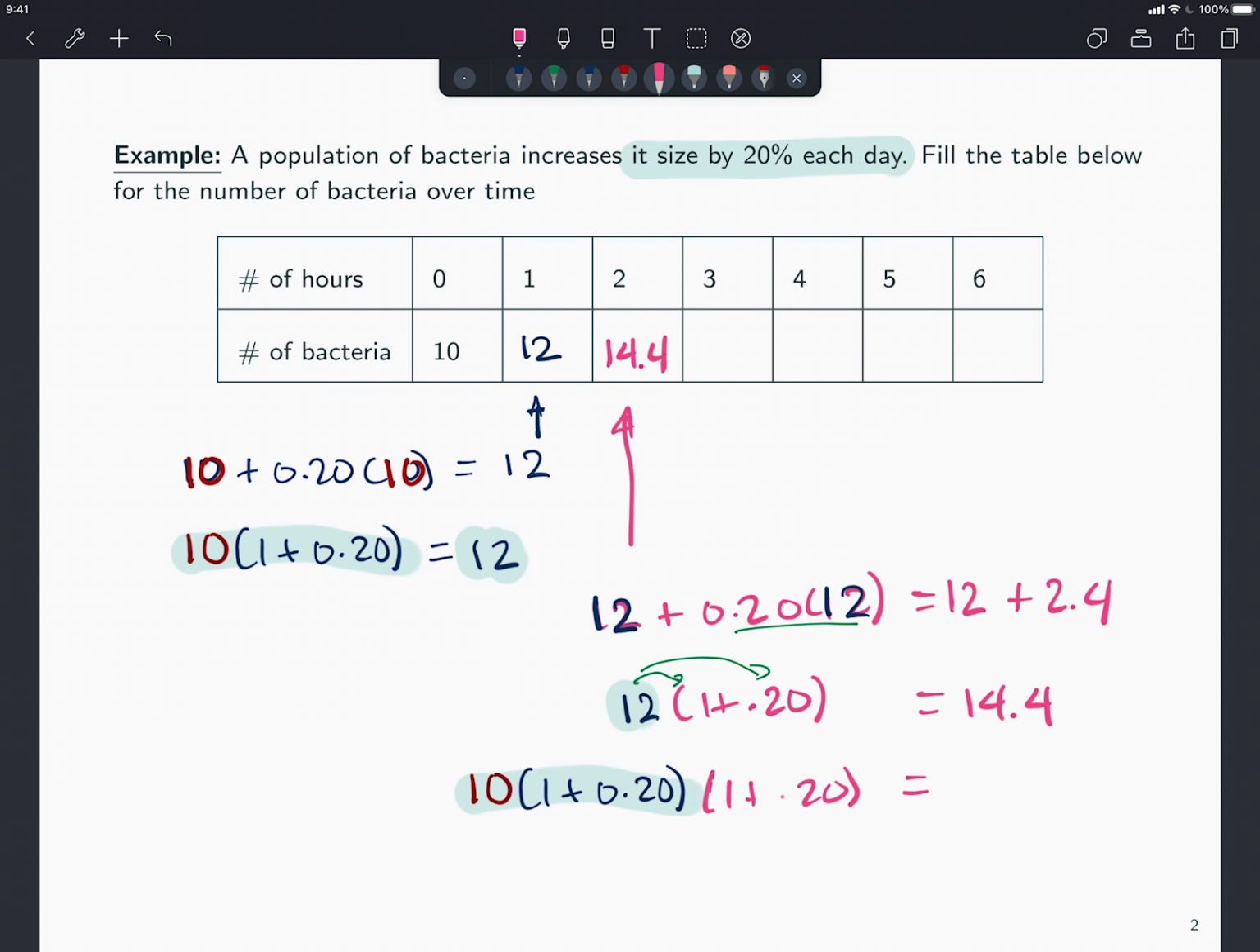But now, notice that what happens is that this factor is the same here and here. So I could have written it all like my original 10, and the factor 1 plus 20%, or 0.20, squared. That's how I could have gotten in one step to 14.4.